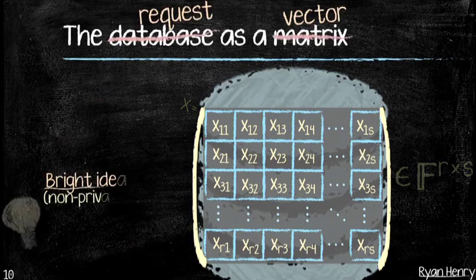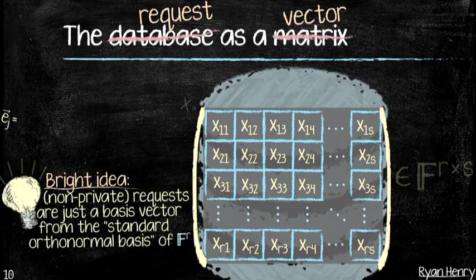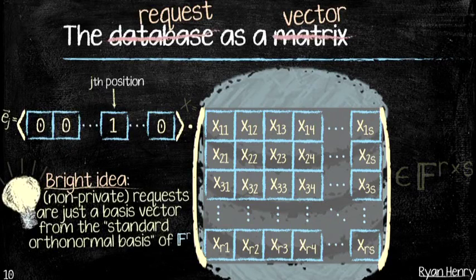Now to query this database, well, this is the non-private way to query this database. Perhaps not the way you would do it if you were implementing non-private queries, but this works. So you could send a standard basis vector, one of the vectors from the most obvious basis for the vector space F^R, where R is the number of rows in the matrix. So it's a vector that has all zeros everywhere except for one position that has a 1. If you're looking for the jth row or the jth record in this database, you're going to put the 1 in the jth position of this vector.